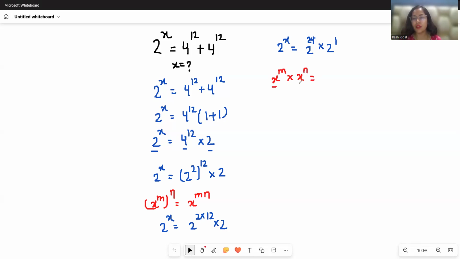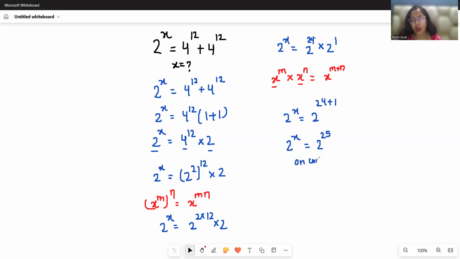So now we can use another exponent rule, that is x power m times x power n. That means if the bases are equal, we can write the base once and add the powers. So it becomes 2 power x equal 2 power 24 plus 1. So 2 power x equal 2 power 25.